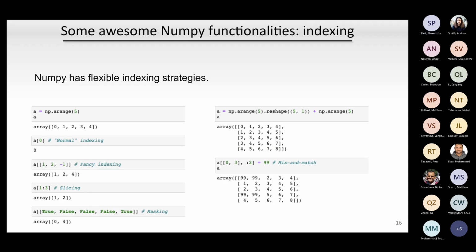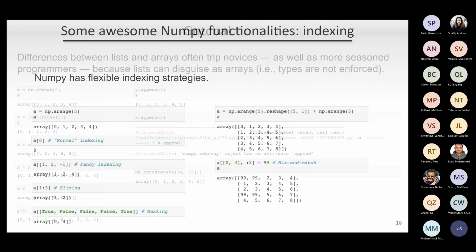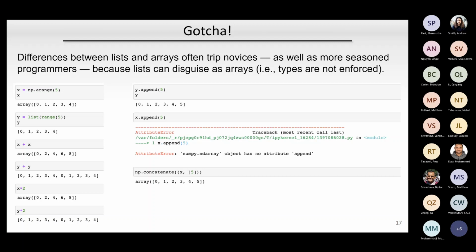You can also use masking, so just a list of true and false to say which ones you want, and you can mix and match these approaches. For example, here I have a 2-dimensional array, and here you have fancy indexing, and here you have slicing. You can also use that to assign values in an array. So that's a very flexible scheme, for example, if you compare with Matlab indexing, which is a bit more rigid.